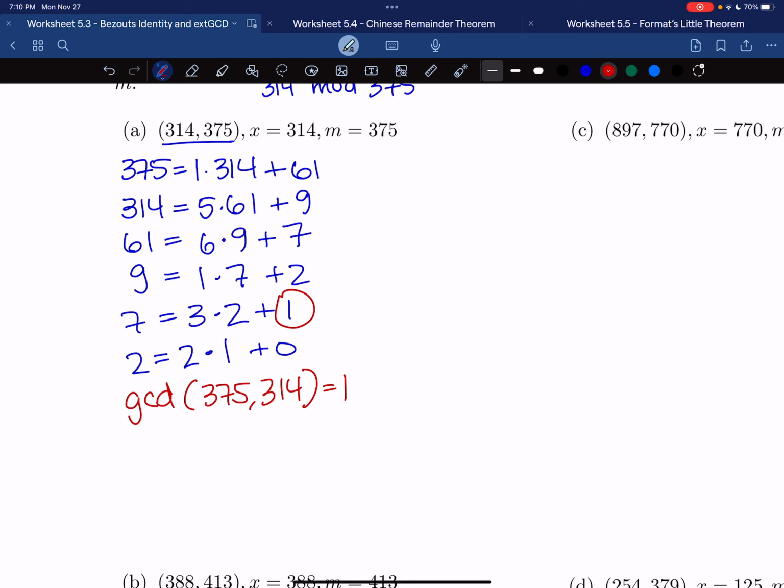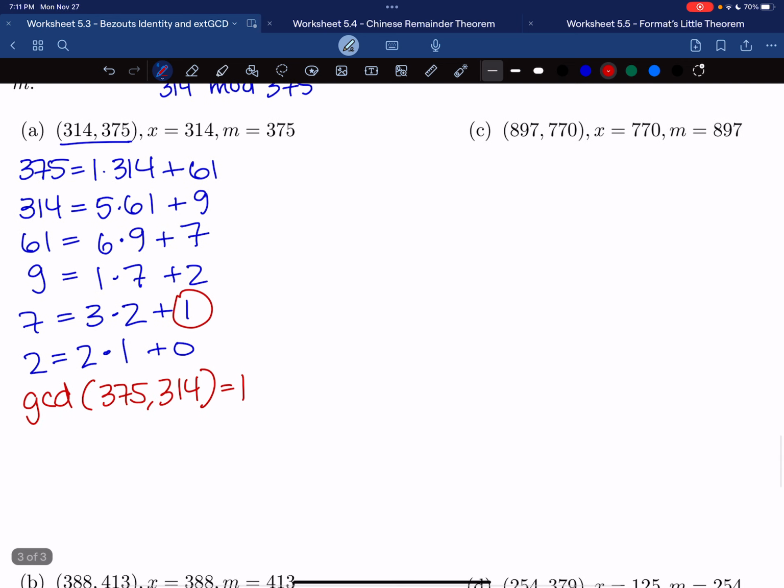But now what we've been asked to do is actually find the modular inverse of that. And the way that we're going to do that is first find Bezout's coefficients. Find a way to write 1 as a combination of something times 375 plus something times 314. Okay, so how do we do that?